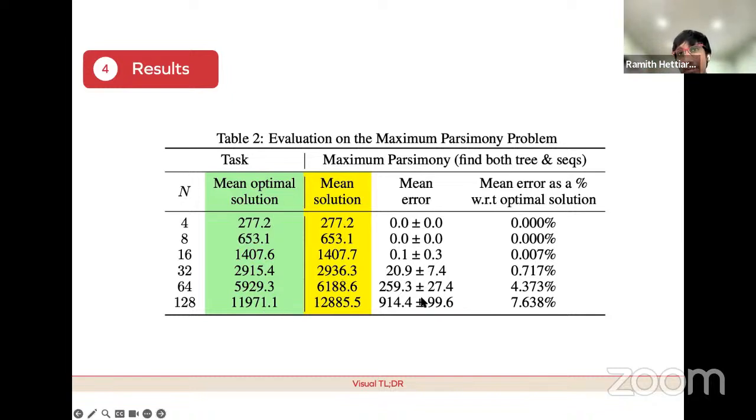So as you can see, the mean error with respect to the best ground truth or the best global optimum is around 900 total evolutionary cost, which as a percentage is around 8%. So our next steps would be to see whether we can go to a better optima than this, so that it might be helpful for phylogenetic inference tasks.